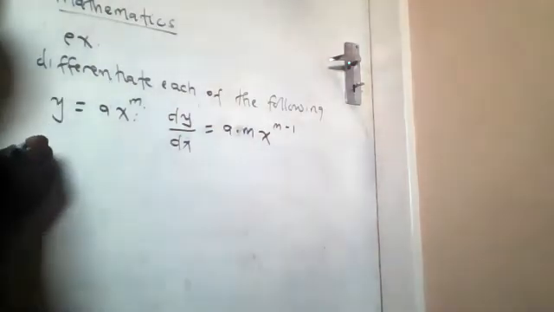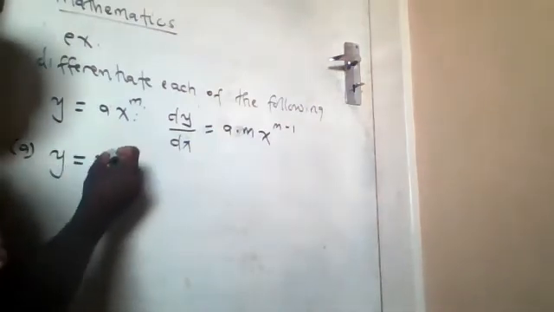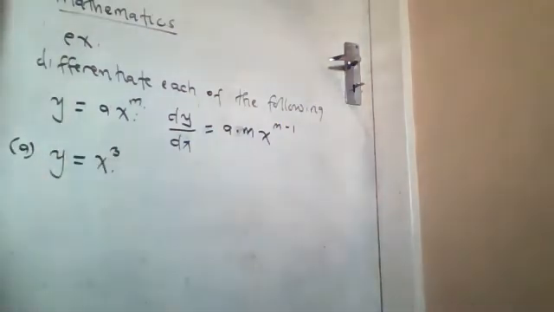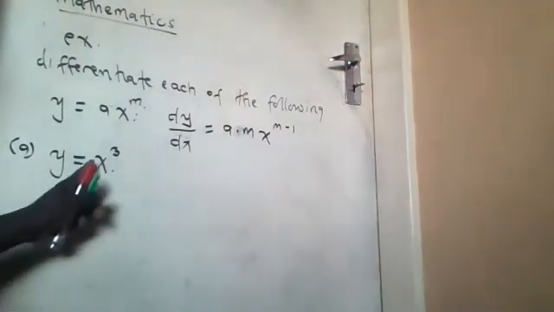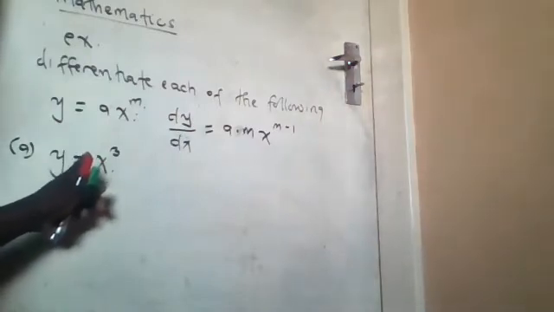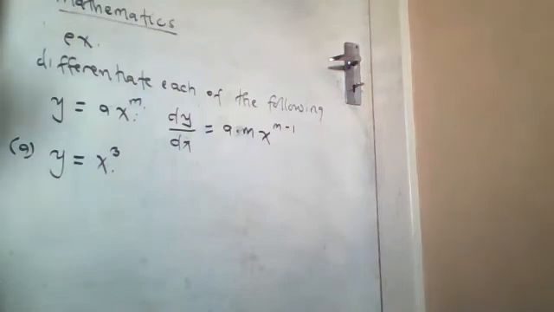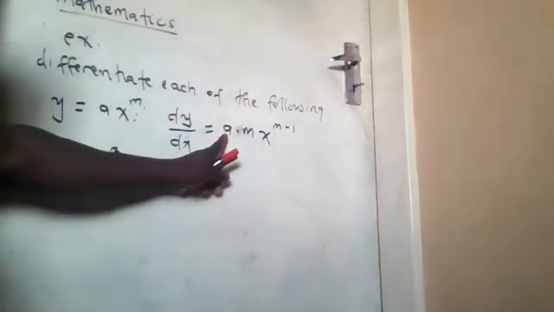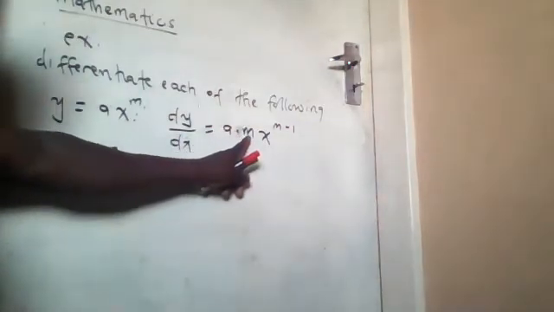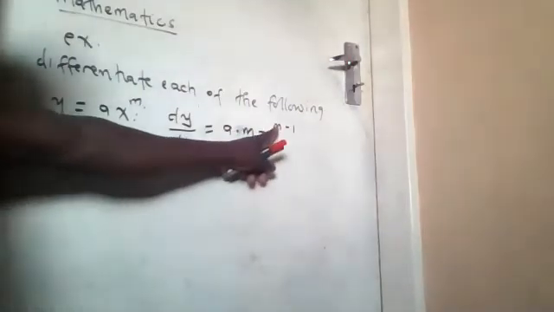So now coming to the examples, example A, we are saying y is equal to x raised to power 3. Now, when you have that, you know that the coefficient here is 1. I should have written it on the general equation. Over there, is that a times m x or a times m? A times m, x to the power m minus 1.